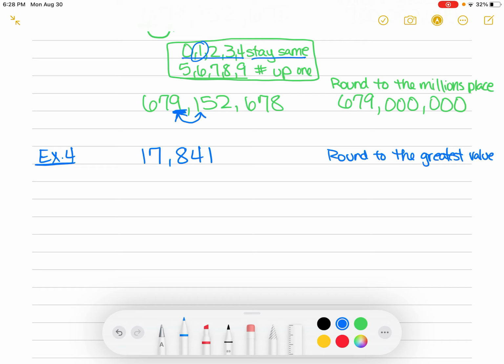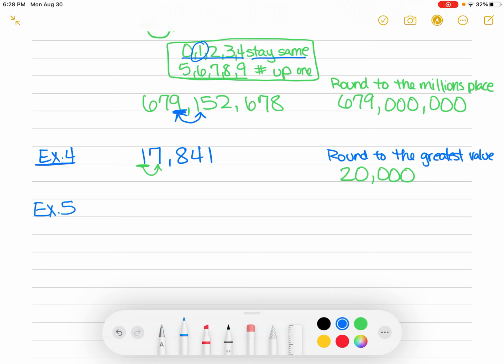So what am I going to do? Underline the greatest value, so that's the 1. Look at the 7, and the 7 tells me, if I look up here, that I'm going to go up, right? So instead of 1, that's going to change to 2. And then everything else is 0. Even the 7 turns into 0. Okay, now I want you to do one on your own, and then I'll give you one more with me.